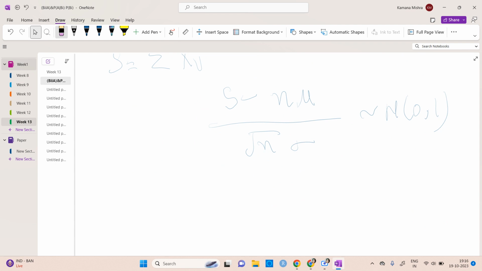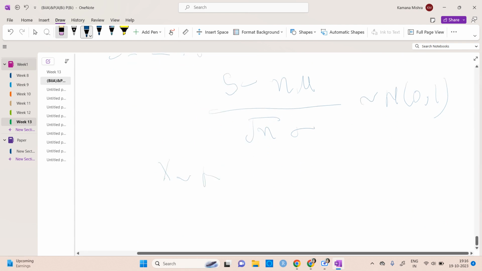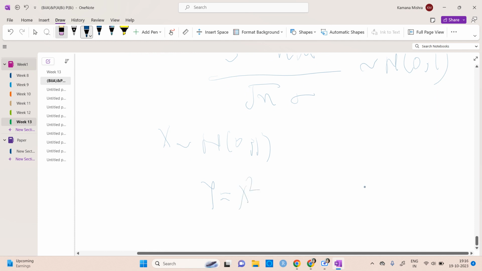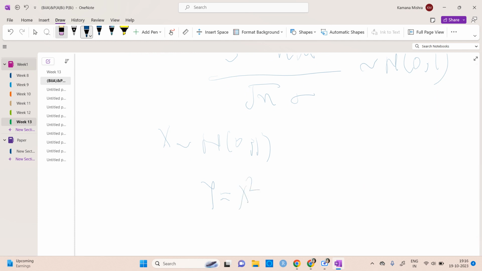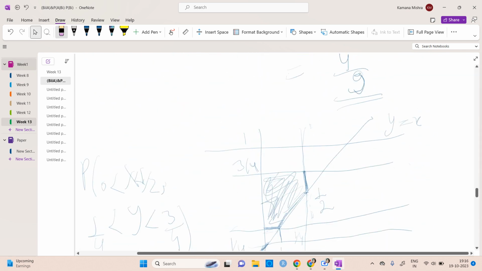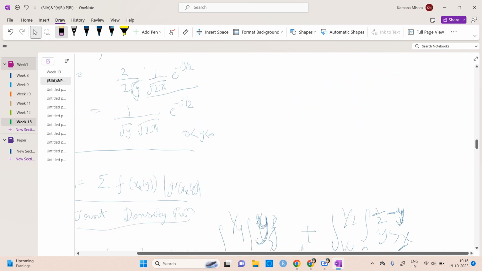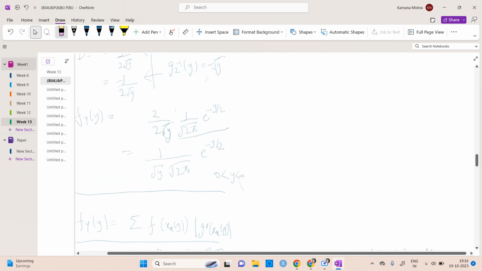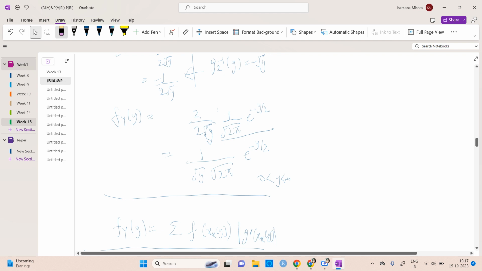Then there is the chi-square distribution. I think I have already told you, but still. If X follows normal 0, 1, then Y is equal to X square. We have solved this earlier, and we can see what it came to. We can write it in this way.